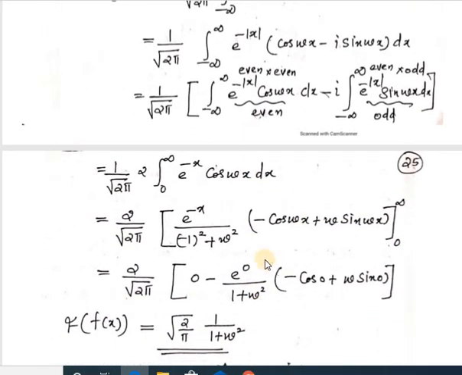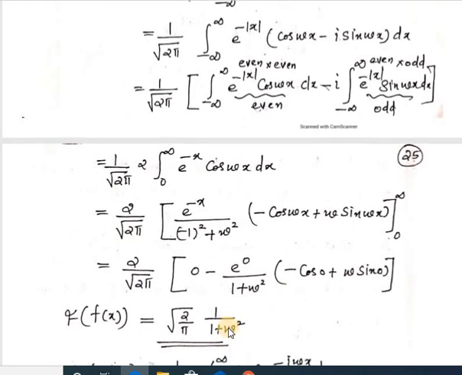Now we can apply the reduction formula of exponential, that is, the integral of e^(ax) cos bx dx is e^(ax) by (a square plus b square) into (a cos bx plus b sin bx). Here a is minus 1, b is omega. So it becomes e^(-x) by ((-1) square plus omega square) into (minus cos omega x plus omega sin omega x). Now we apply the upper limit infinity; e^(-infinity) is 0. Now we apply the lower limit 0, so it becomes e^0 by (1 plus omega square) into (minus cos 0 plus omega sin 0). We know that sin 0 is 0 and cos 0 is 1. This minus minus plus, the answer is 2 by root 2 pi times 1 by (1 plus omega square). One root 2 will be cancelled in the numerator, so the answer is root (2 by pi) times 1 by (1 plus omega square).